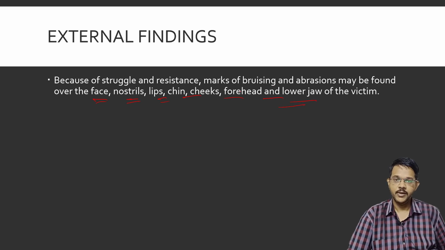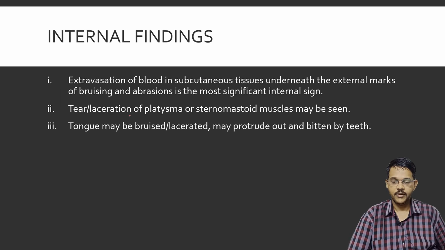So, in case of throttling, homicidal strangulation, many times bruising and abrasions will be observed all over the face, nostrils, lips, and forehead. Internal findings. Coming to internal findings in case of death by throttling, there is extravasation of blood in the subcutaneous tissue underneath the external marks of bruising. Abrasion is the most significant internal sign. So blood gets accumulated in the subcutaneous tissue.